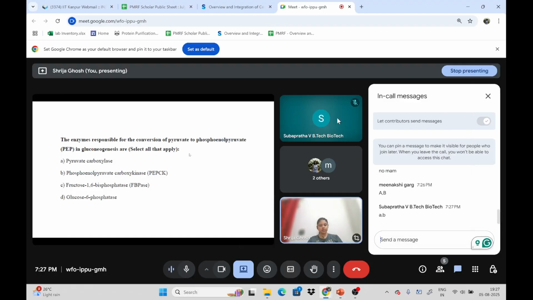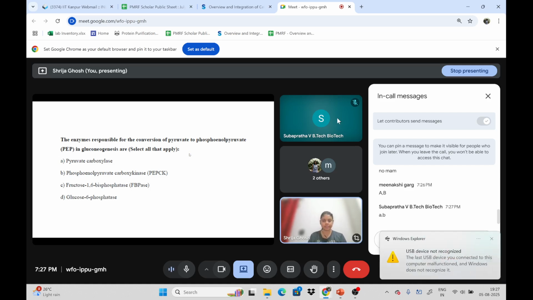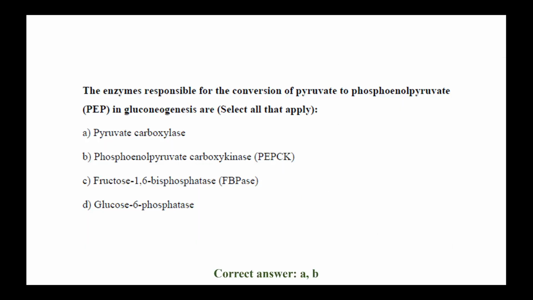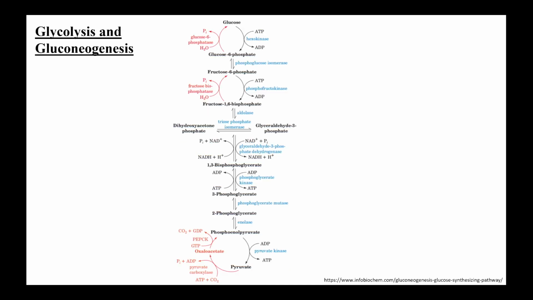So both of you are saying option A and option B, that is pyruvate carboxylase and phosphoenol pyruvate carboxykinase. Those two are the right answer. I told you there are three steps in glycolysis which were irreversible. So here you can see we have the glycolysis in one direction and gluconeogenesis in the other, reverse direction.